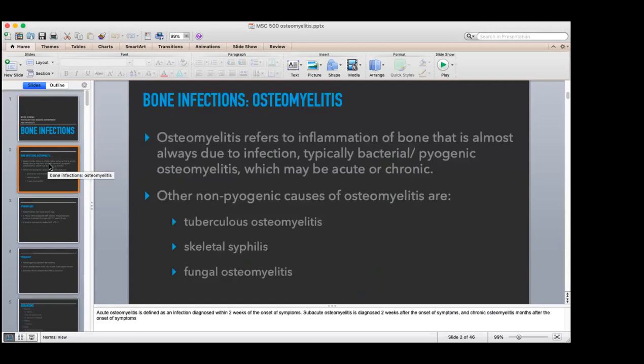Osteomyelitis refers to inflammation of bone that is almost always due to an infection. Typically, it's caused by bacterial infection, what we call pyogenic osteomyelitis. It might be acute or chronic. Other non-pyogenic causes of osteomyelitis are what cause chronic osteomyelitis, that is TB, syphilis, and fungal osteomyelitis.